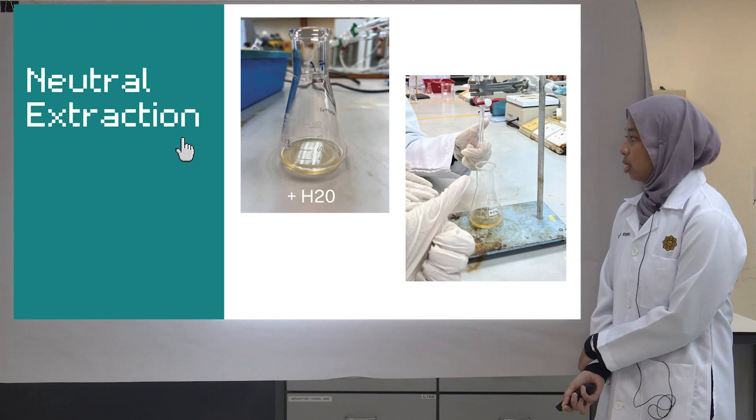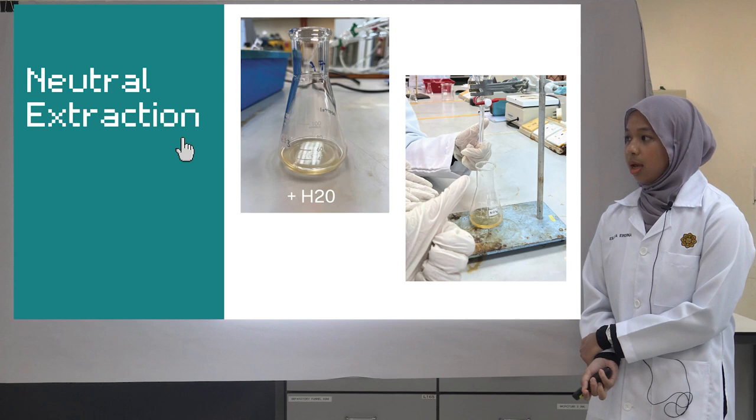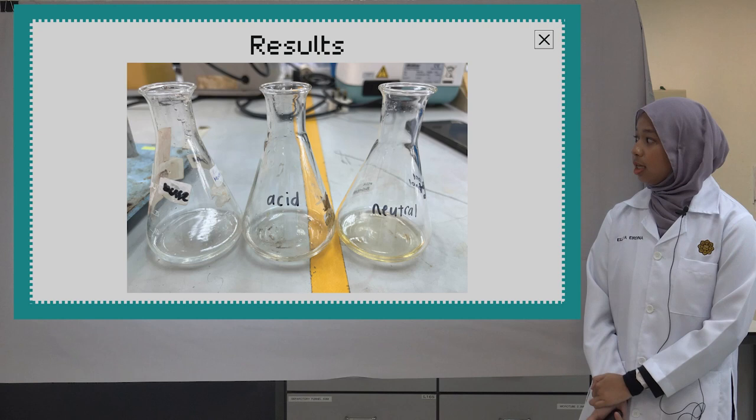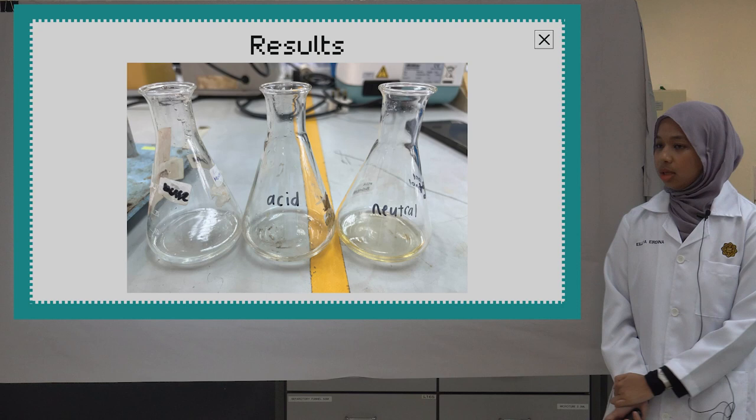Lastly, we will transfer the neutral solution into the neutral flask, and we'll leave it slightly open to let the DCM vaporize. Finally, this is the result that we got. We have acid, base, and neutral. That's all from me. I'll pass to the last presenter.